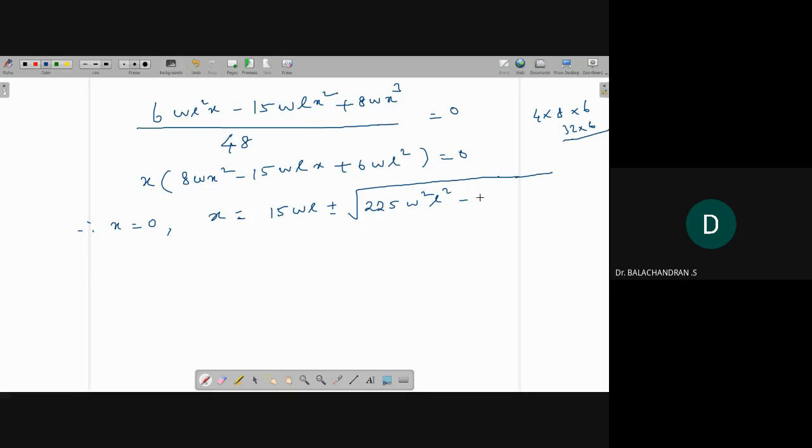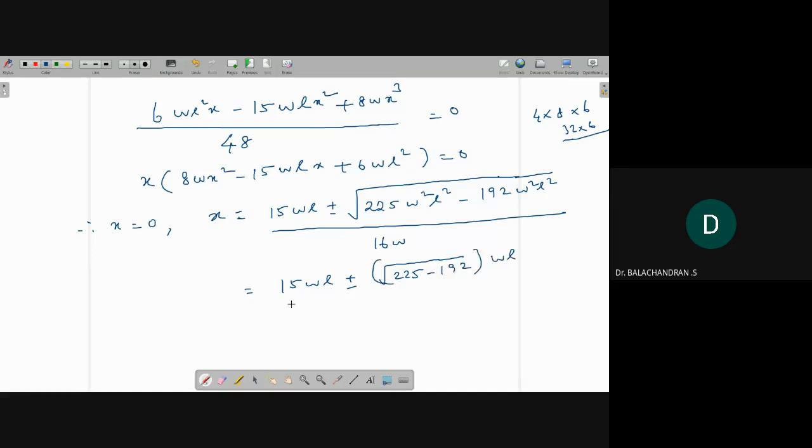Okay, 192. Omega square L square divided by 2A. So 2 into 8 omega is 16 omega. The numerator is 15 omega L plus or minus. If you take omega square L square from the root, you'll have 225 minus 192 into omega L, divided by 16 omega.